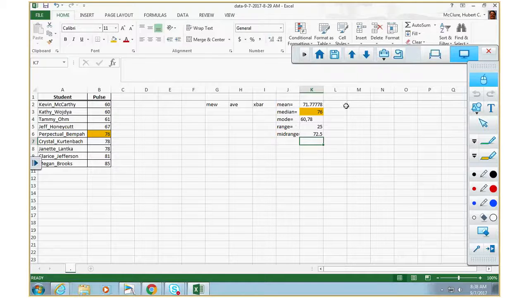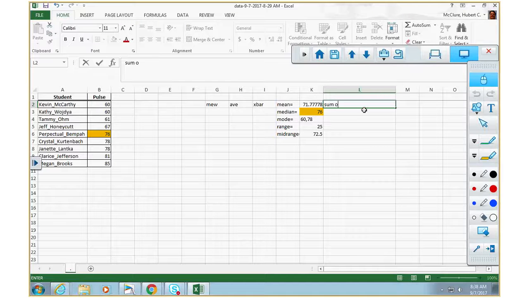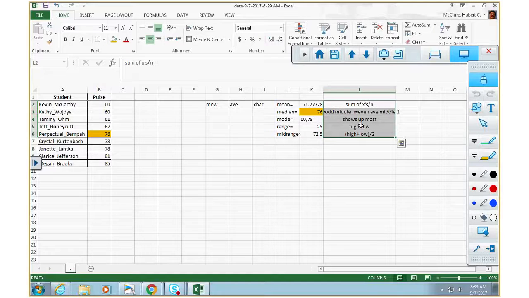Now, you need to write these down. If you've forgotten a lot, then you need to write it down. So go out to the side. Mean: sum of X divided by N. Median: if N is odd, middle. If N is even, average the middle 2. Mode: shows up most. Range: highest minus lowest. Mid-range: highest plus the lowest, divided by 2. So there you go. If you've forgotten a lot of them, there they are.